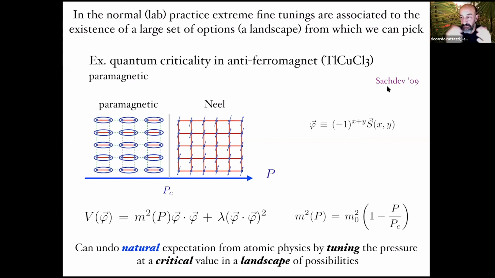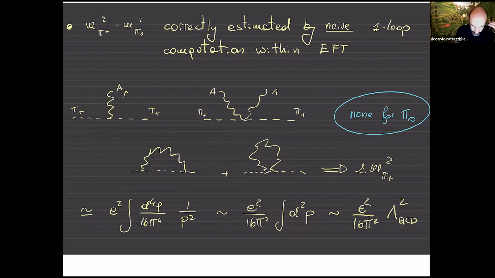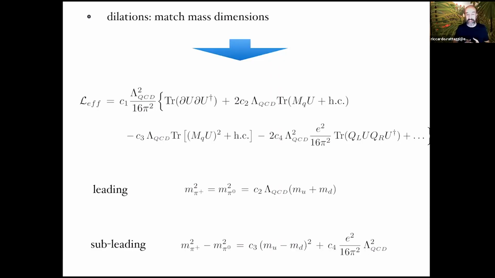It would be surprising that, let me put it this way, imagine we had found in the pion Lagrangian that C3 and C4 cancel exactly.